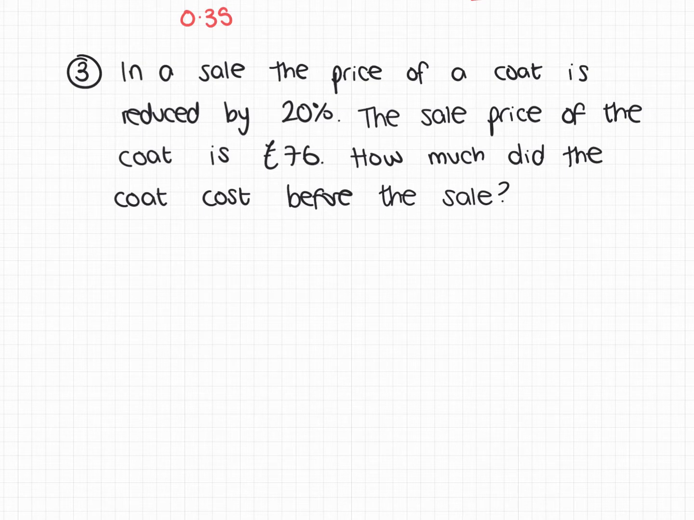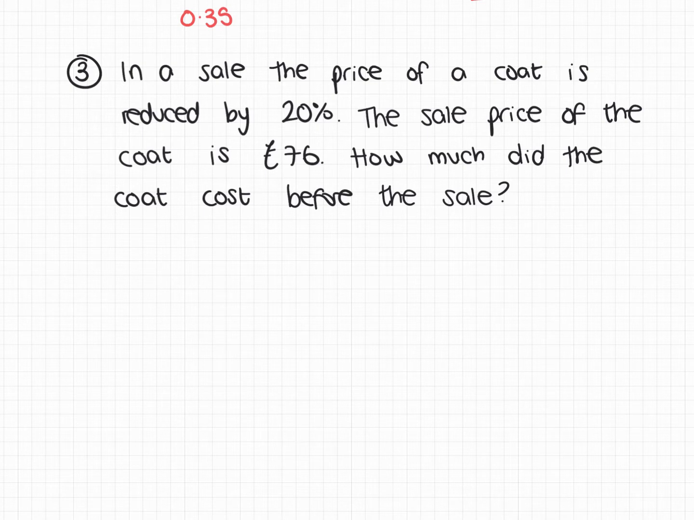Okay, for this one then, it says in a sale, the price of a coat is reduced by 20%. The sale price of the coat is £76. How much did the coat cost before the sale? So we're trying to work backwards here, work out how much something was before this reduction.